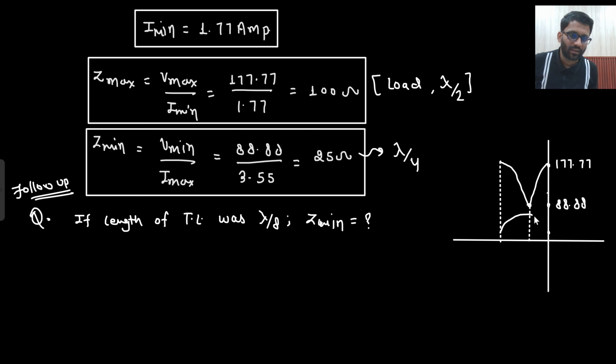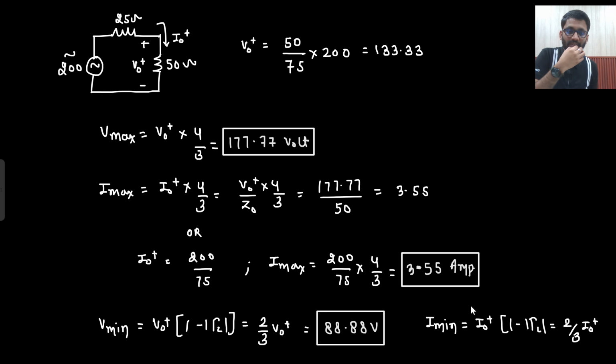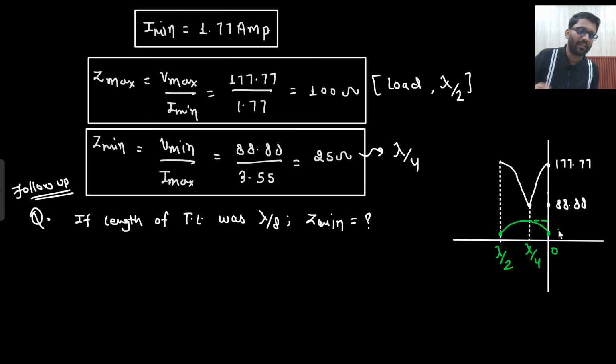This will be for the current, or let's use the other color of pen. This will be your standing wave pattern for current. So for current, this distance will be 0, this distance will be lambda by 4 and this distance is lambda by 8. So you are having your minimum value as 1.77 and maximum value as 3.55 ampere.